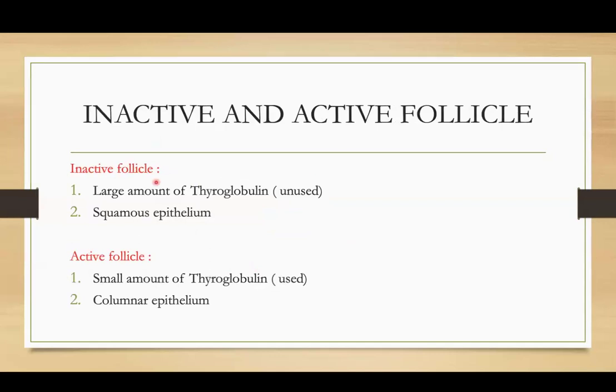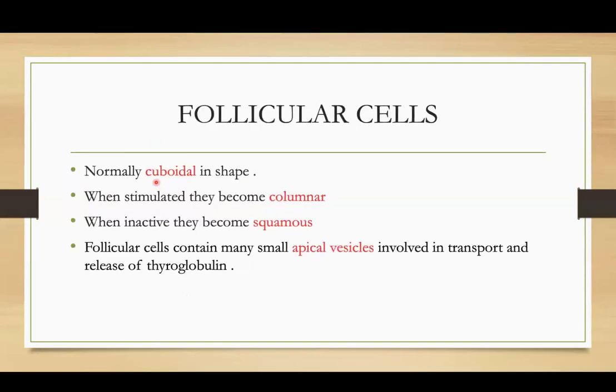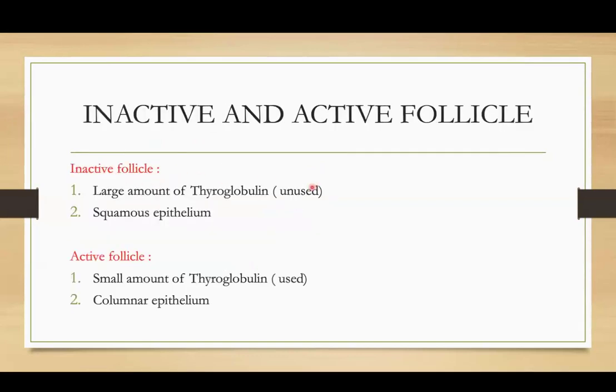Now we have an inactive follicle and an active follicle. So as I said earlier, there's two different types, columnar and squamous. An inactive one is squamous epithelium, and an active one is columnar epithelium. But there's another difference. An inactive follicle is going to have a large amount of thyroglobulin. The reason for this is because if it's inactive, then the thyroglobulin hasn't been used to make T3 and T4. It's unused, so there's a large amount of it. But if it's active, then there's a small amount of thyroglobulin, which means it's been used up earlier. So that's why it'll be a small amount.